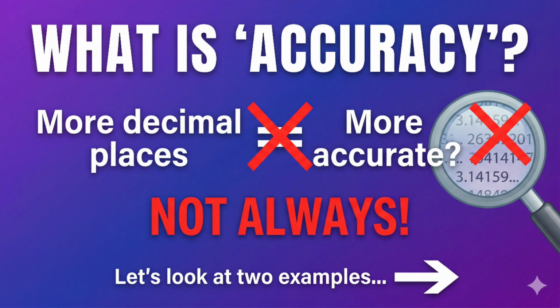Most students think accuracy just means how many decimal places you have. But that's not quite right. Accuracy is actually about how much meaningful information a number contains. Let me show you what I mean with 2 real examples.